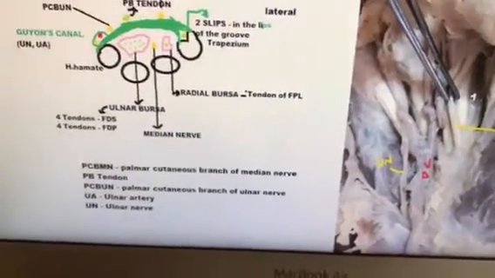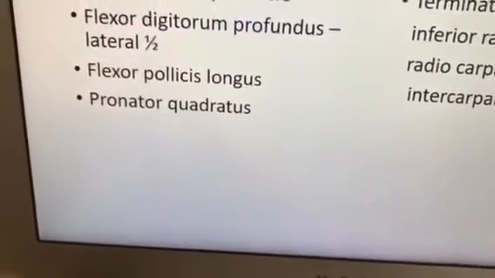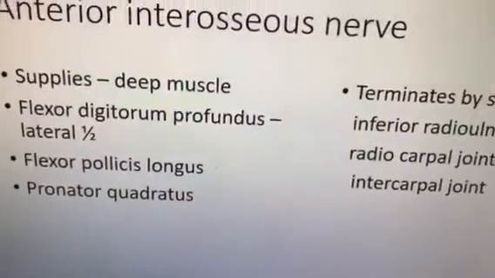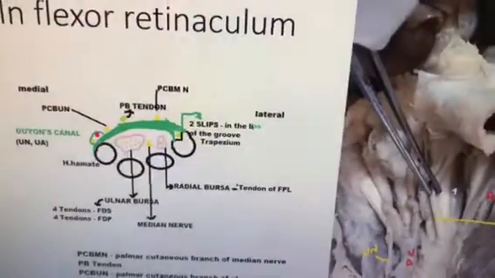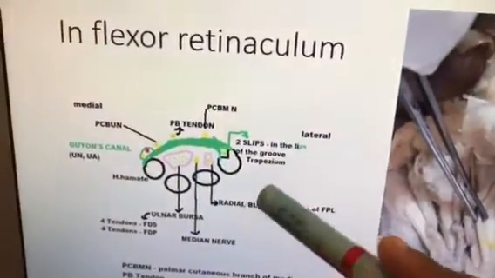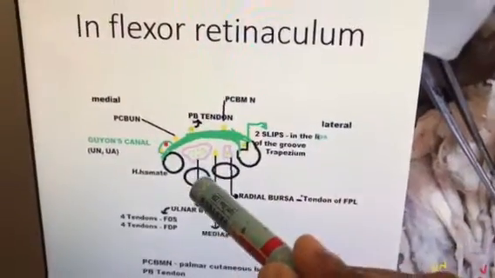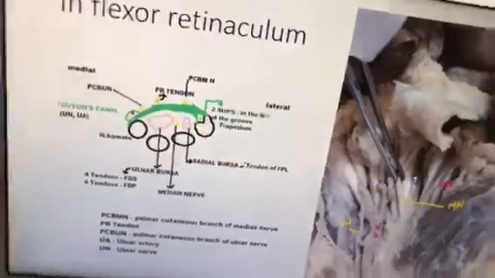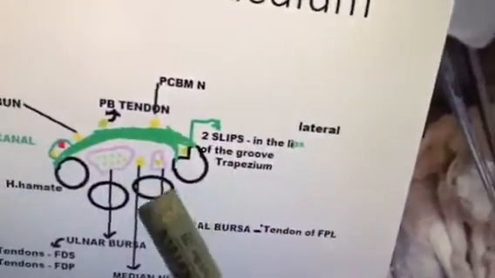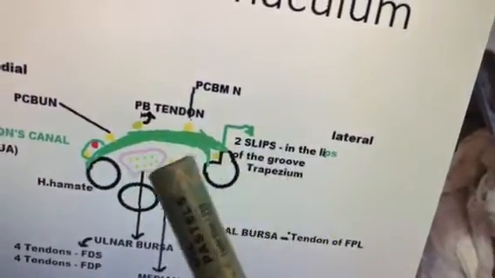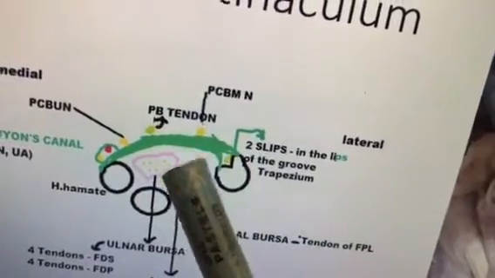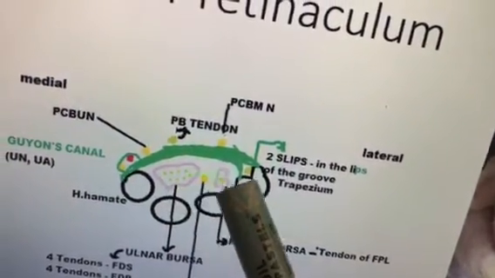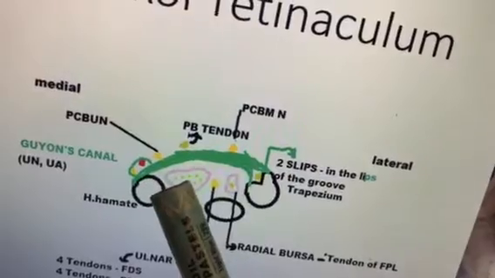Sorry, we are talking about the anterior interosseous nerve, and then the median nerve enters below the flexor retinaculum. Below the flexor retinaculum is where it lies. These are the carpal bones, and here is the flexor retinaculum. So this tunnel is called the carpal tunnel. In the carpal tunnel, it lies between the radial bursa and the ulnar bursa.